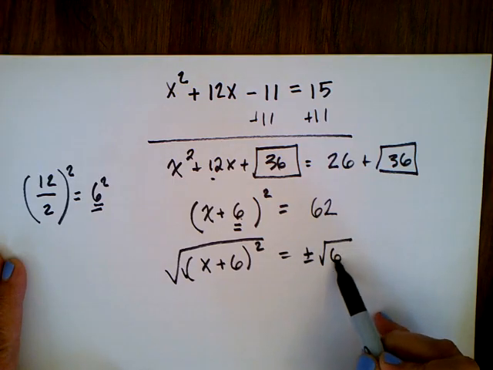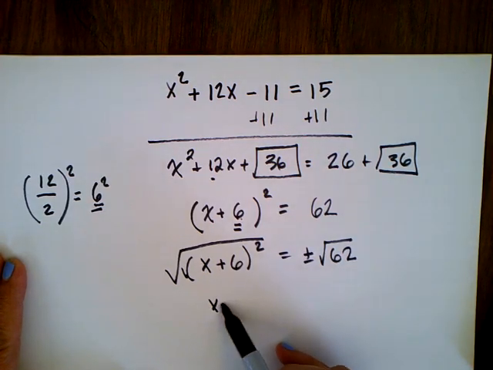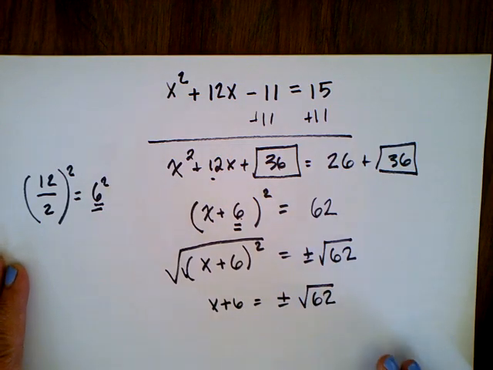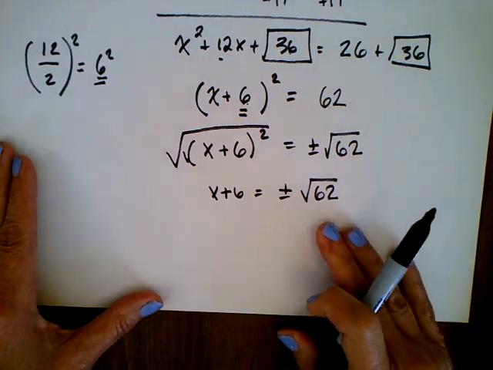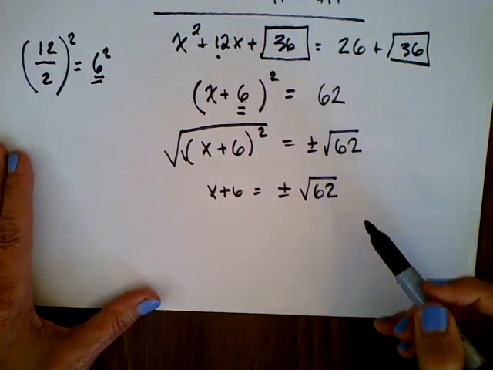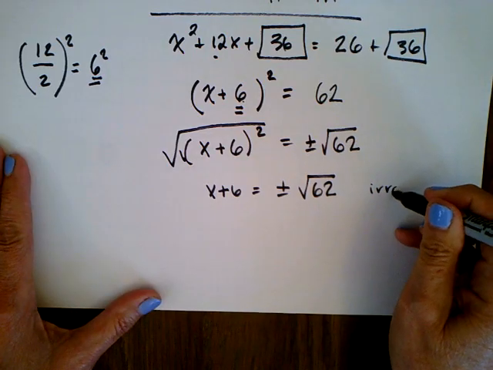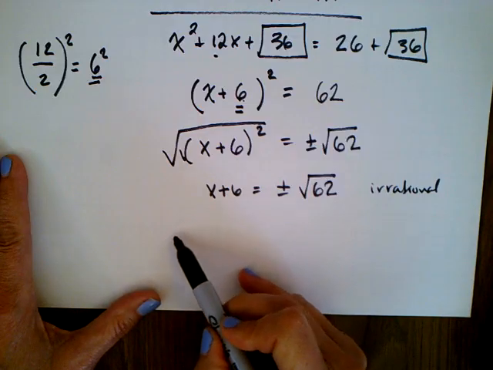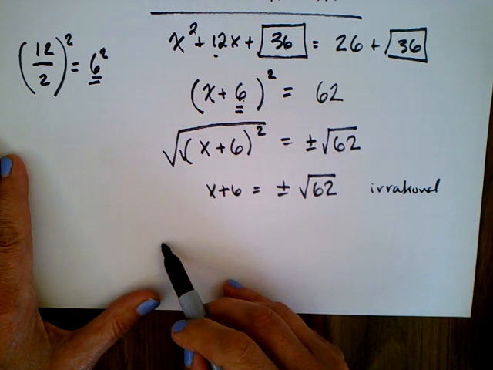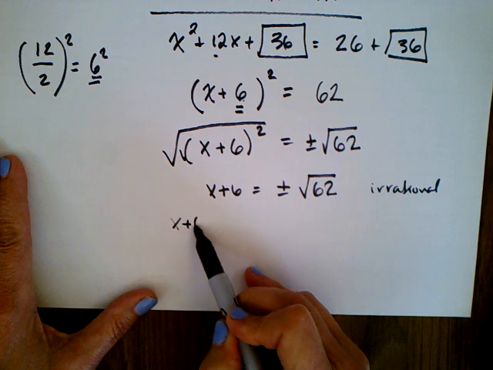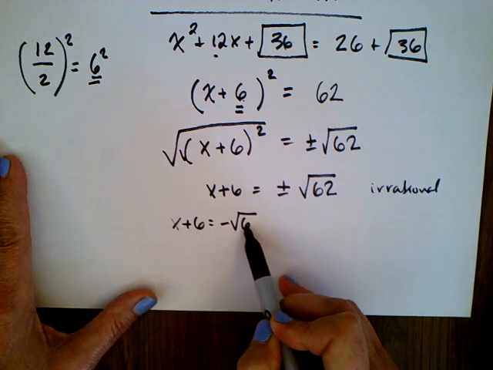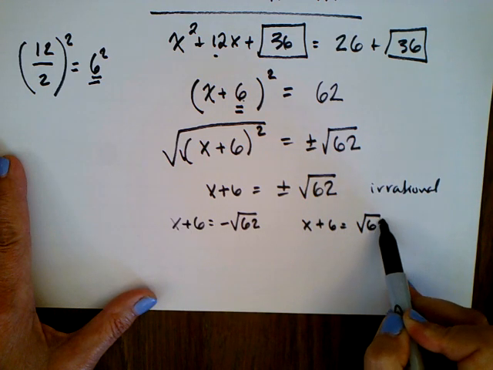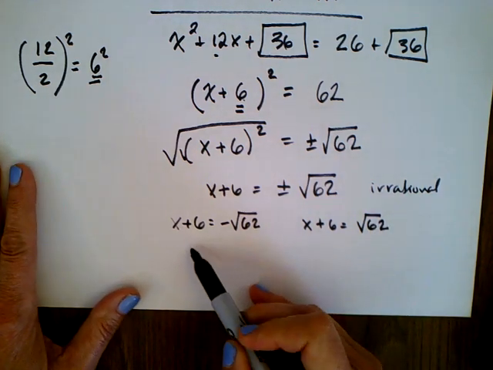Plus or minus square root 62. X plus 6 is plus or minus the square root of 62. Now 62 is not a perfect square, so I'm just going to leave it like that for now. And this type of number is called irrational. So I'm going to leave it. But I still set up two equations. X plus 6 is negative root 62. X plus 6 is positive root 62, or radical 62.